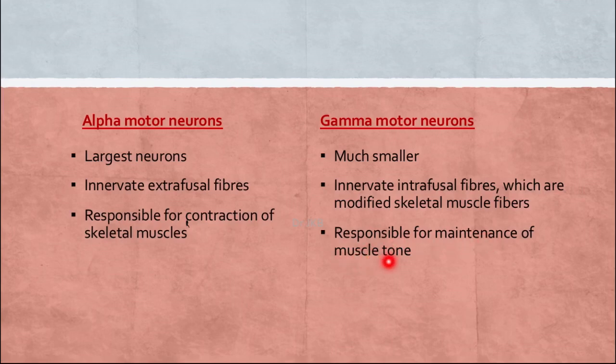They are not contractile fibers; they actually act as a sensor of the stretch, that we will talk about in detail in coming slides. Just remember, the alpha motor neuron innervates the extrafusal fiber and the gamma motor neuron innervates the intrafusal fiber. That is the major difference.